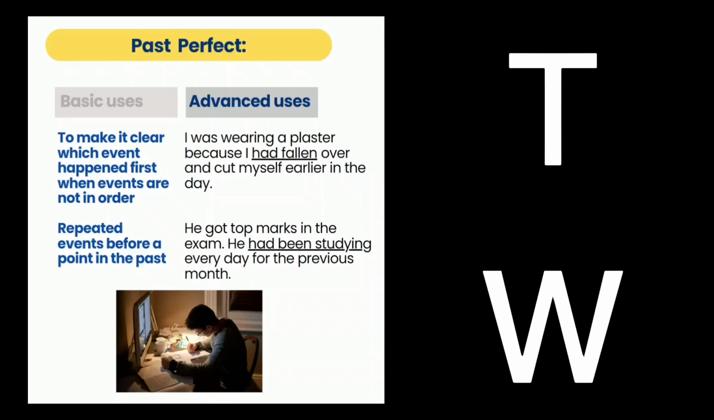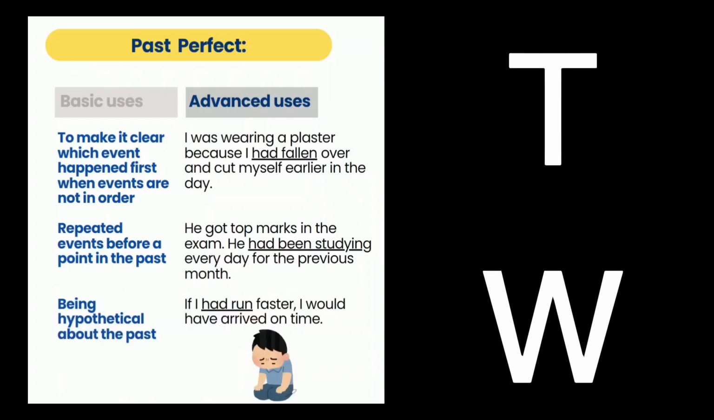Let's go back to the first example again. Why did we use I had fallen over? Well, because I fell over before I wore the plaster. The time of the story is wearing the plaster. But then we go backwards in time. And to show we've gone backwards in time, use the past perfect. If I said, because I fell over, it sounds as if it happens afterwards, which isn't correct, because the past simple takes events forward, but the past perfect takes events back.